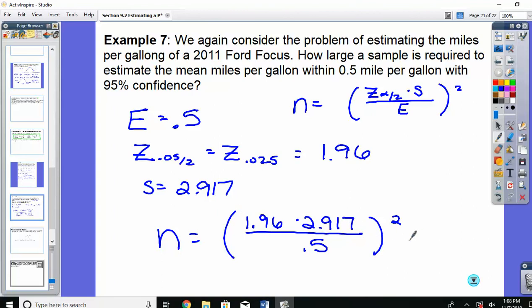Okay, and what'd you get? 130. So that means we would need 131 people. Still round up.